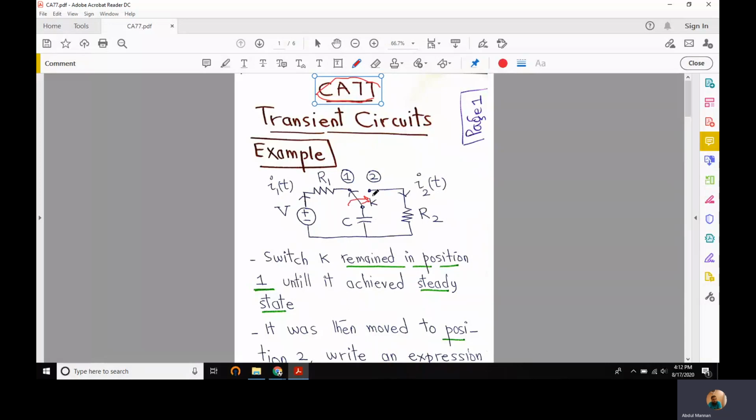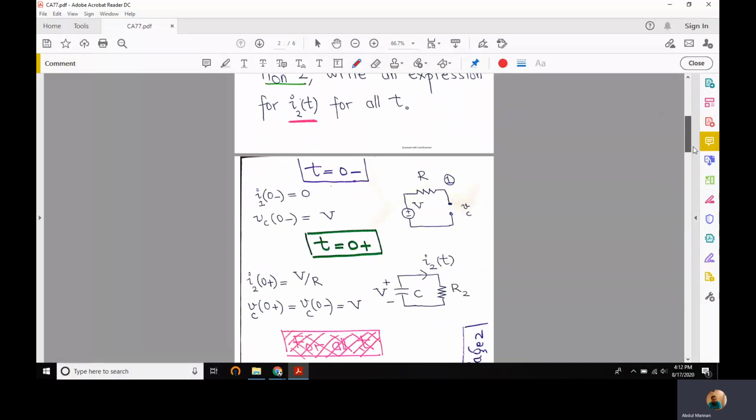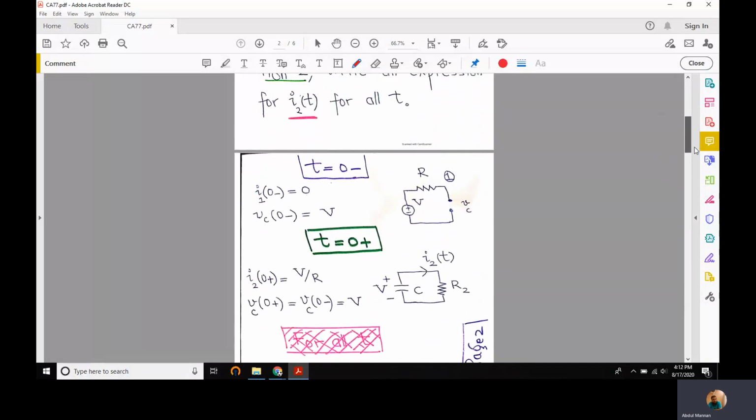So when the switch was moved to position 2, we will find the capacitor in a condition that it is charged at a voltage V, capital V. So it is a charged capacitor having voltage V across it. And we have to find I2 of t for all values of t, right? So let's analyze this circuit for different values of t first.